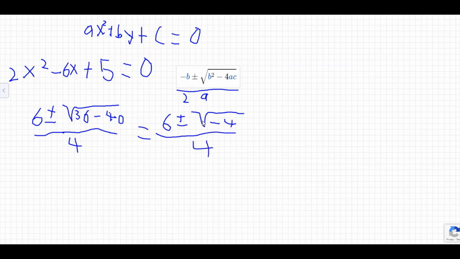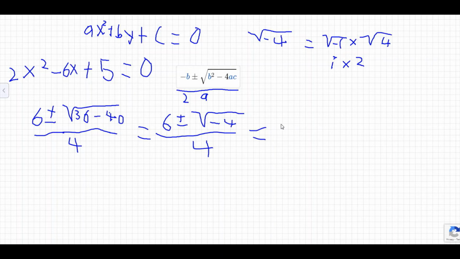And now, as I said before, when you square root negative numbers, this is where i comes in. So let's take the square root of negative 4 up here. The square root of negative 4 is just the square root of negative 1 times the square root of 4. The square root of negative 1 is i by definition. The square root of 4 is 2. And so that's just 2i.